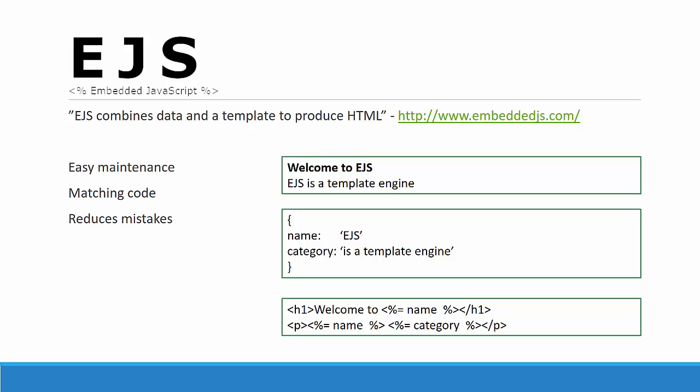Another advantage is that I can make matching code. Let's say, for example, that I code the whole thing in HTML and in the headline I write EJS with uppercase, and in the paragraph I write EJS with lowercase. That would not match, so if I use EJS, I could write matching code. It also helps me reduce spelling and typing mistakes, because I only have to write the word that I want to reuse in one place.